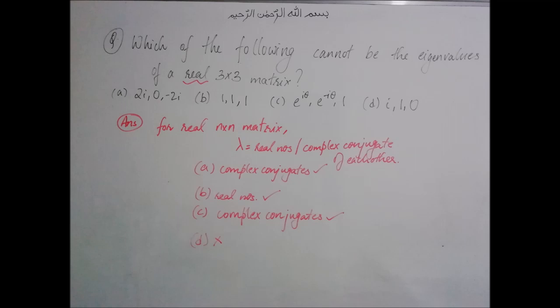Option B has all three real numbers, which is also an eigenvalue of a real matrix. Option C again has complex conjugates and a real number, so it is also an eigenvalue. But when we see option D, we are having i, 1, 0. So this cannot be the eigenvalue of our real n by n matrix.